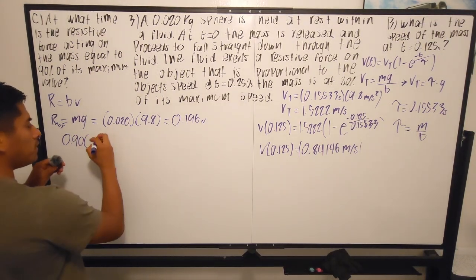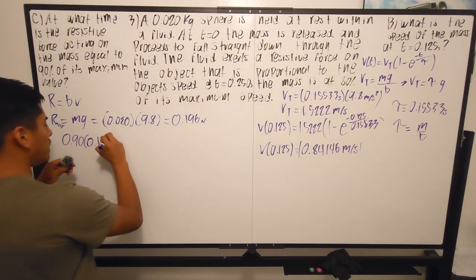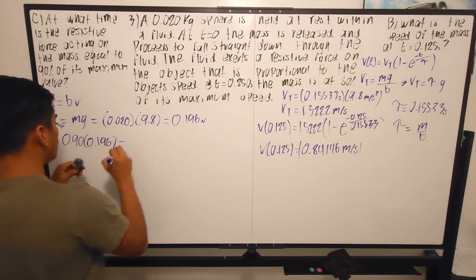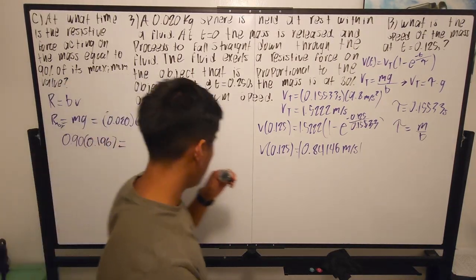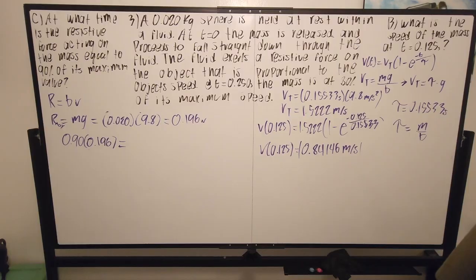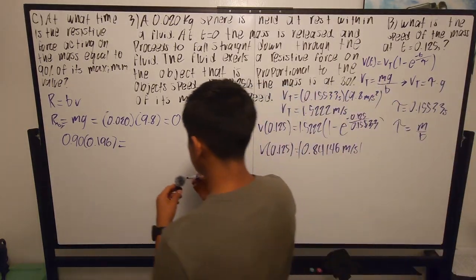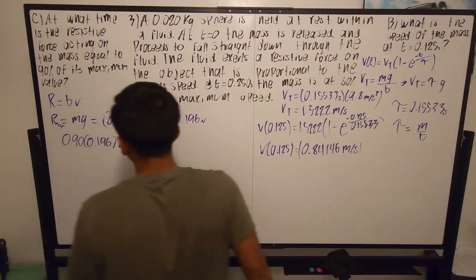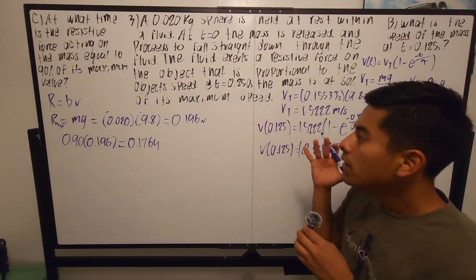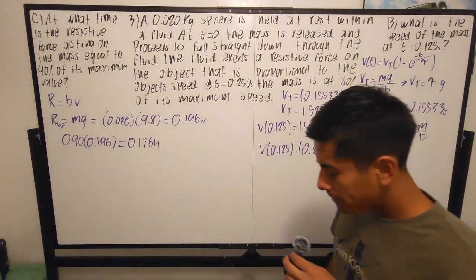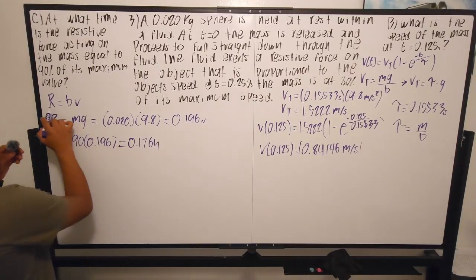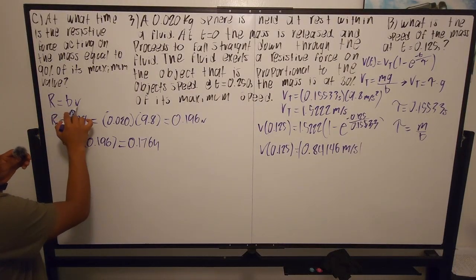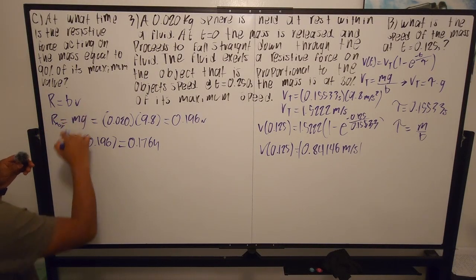So that's going to be 0.196. If we plug that into our calculator, we will get 0.1764. Okay, so now we know what 90% of that is. So we know this, we don't know that, and this is what we're going to try to look for.